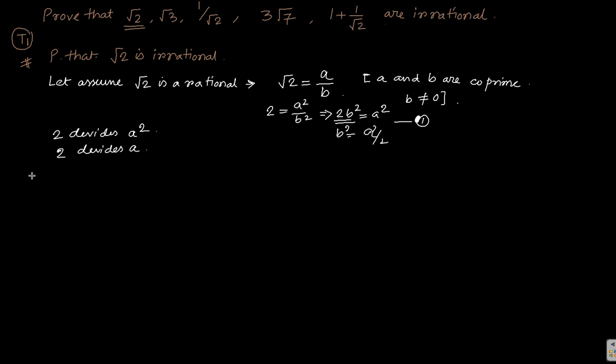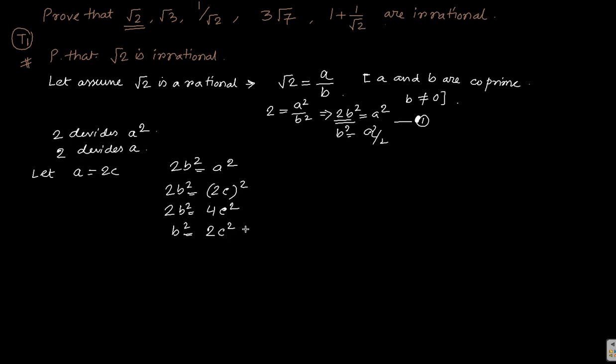Now let a is equal to 2c. Now 2b square is equal to a square. This is equation number 1. Put a is equal to 2c. So 2b square is equal to 2c whole square. That means 2b square is equal to 4c square. That is b square is equal to 2c square.